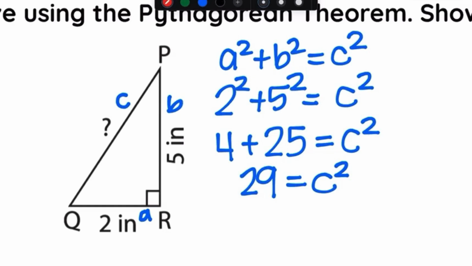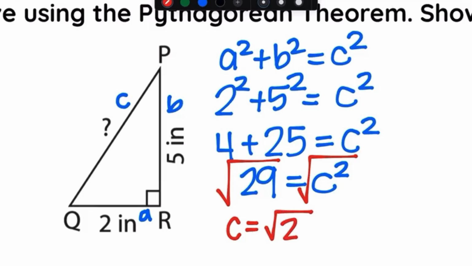And so then in order to isolate C by itself and get that distance, we're going to take the square root of both sides. So C is equal to the square root of 29. And when I type that in my calculator to the nearest tenth, I do get 5.4 inches.